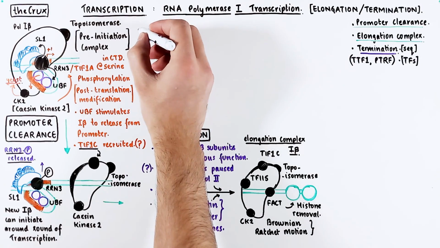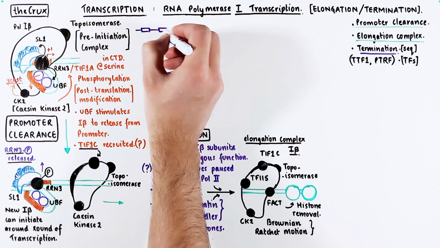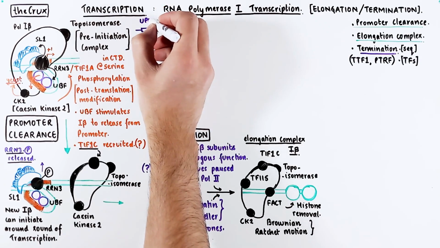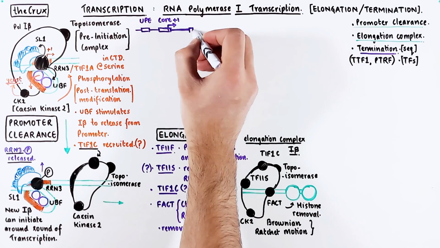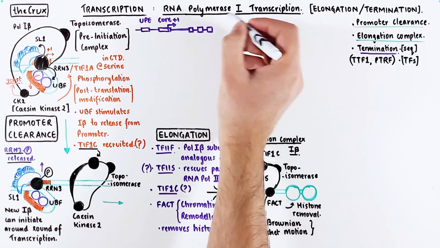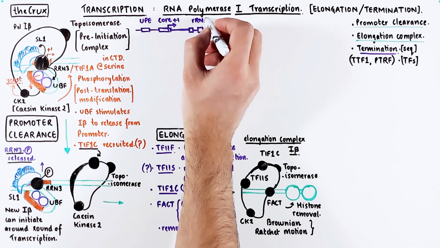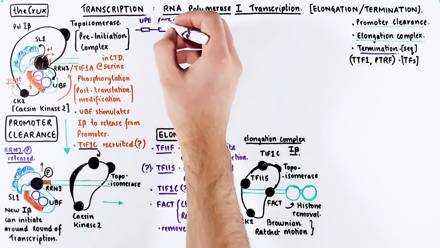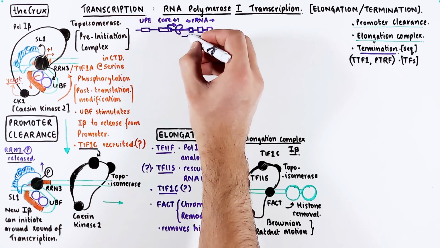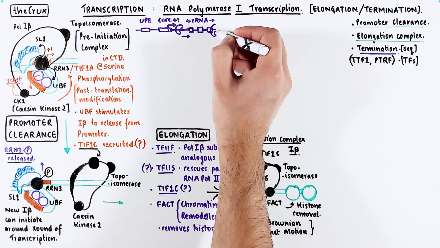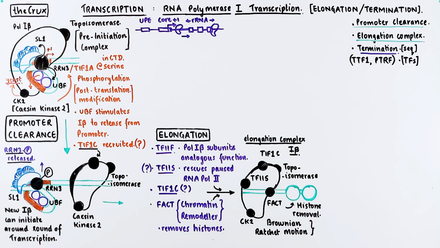To understand termination, we must look at the ribosomal RNA gene on the DNA. We've already seen the UPE and core promoter when we discussed the initiation step, and this is followed by the ribosomal RNA genes. According to our discussion so far, the elongating polymerase starts from the start site and reaches the end of the ribosomal RNA gene.